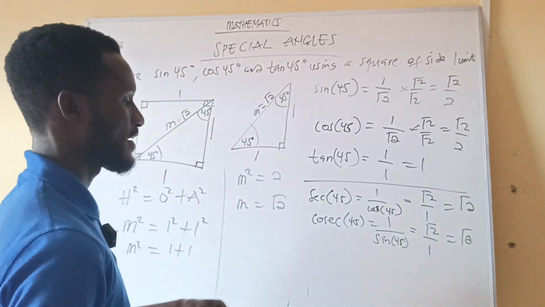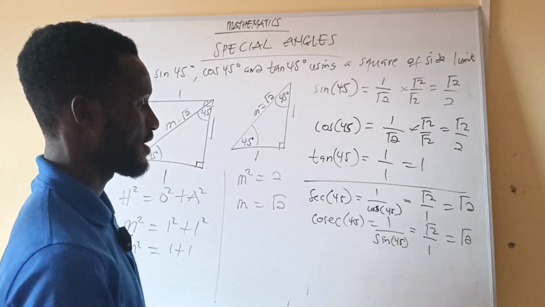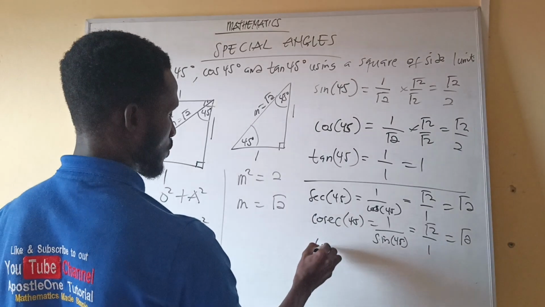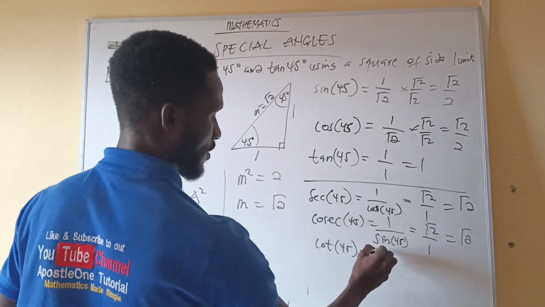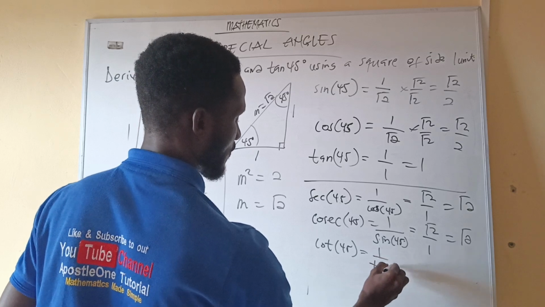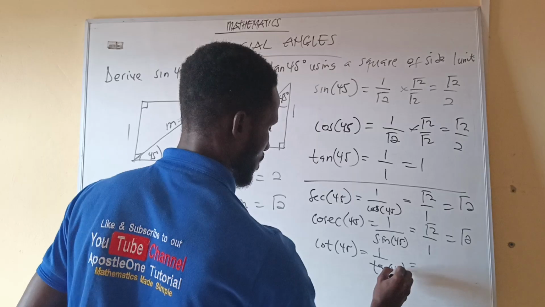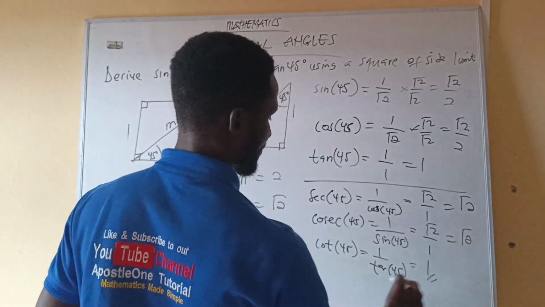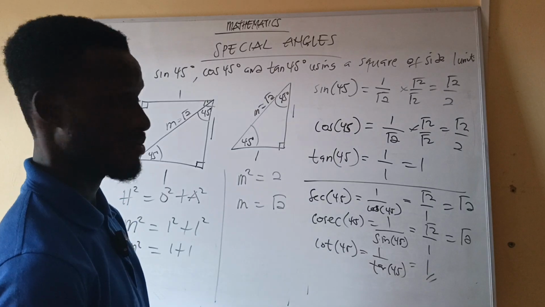And don't forget that sec and cosec are also what? Supplementary angles. Now this one is not part of the solution, I'm just adding it. Now let's come to cot 45. Don't forget cot 45 is 1 over what? Tan 45. You understand? And then tan 45 is 1 over 1, and 1 over 1 is still 1. So that is how the thing is. It's very simple.